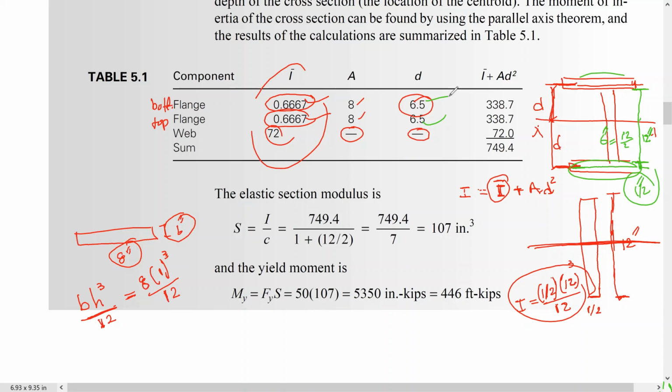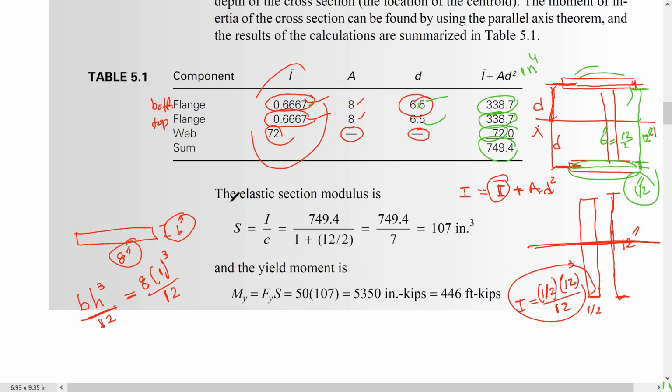So right now just do this. This one plus this times this squared gives this value, and that is the same for the bottom and upper flange. And for this one we don't need to do anything. So the moment of inertia for the whole shape is 749.4 inch to the power 4. Okay, this is inch to the power 4.